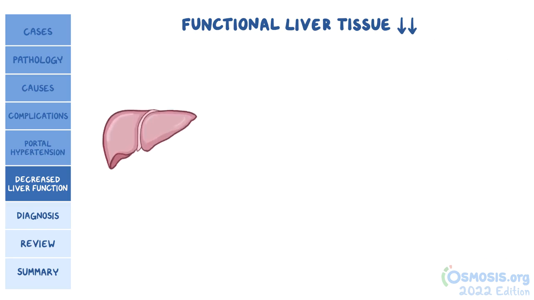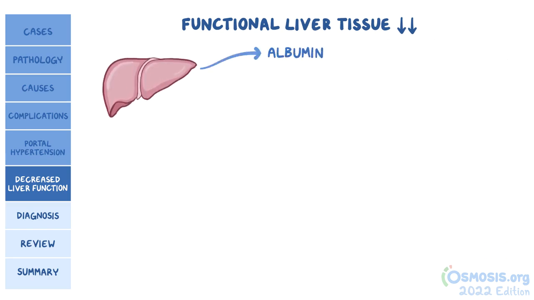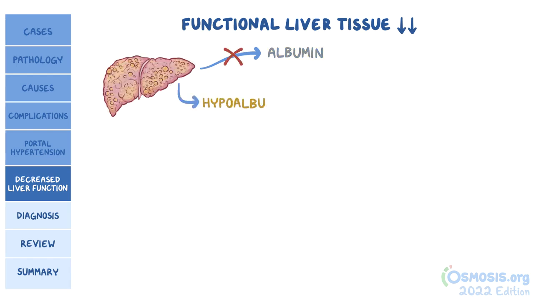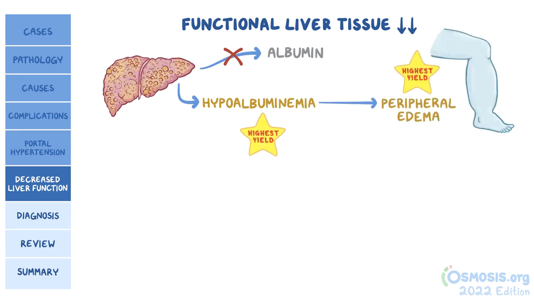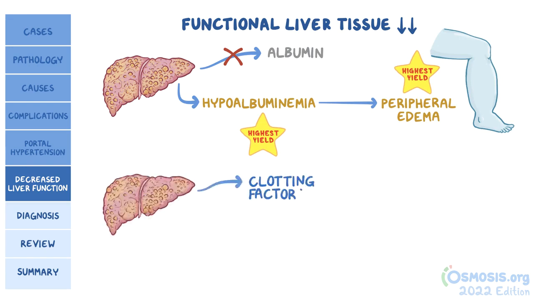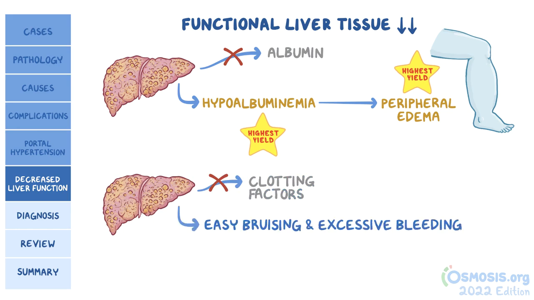Another important job of the liver is producing albumin, so cirrhosis also causes low albumin levels in the blood, or hypoalbuminemia. This causes peripheral edema, often seen in the lower limbs, since there's less oncotic pressure in the blood vessels and the fluid leaks out. The liver also helps in making clotting factors, so, on your tests, a cirrhotic patient could also present with easy bruising and excessive bleeding.